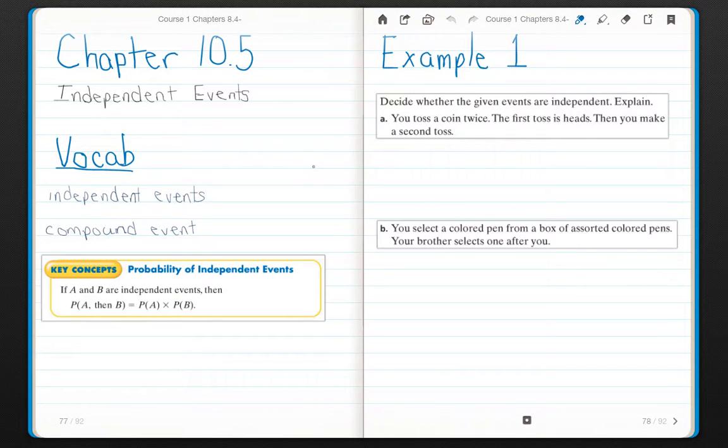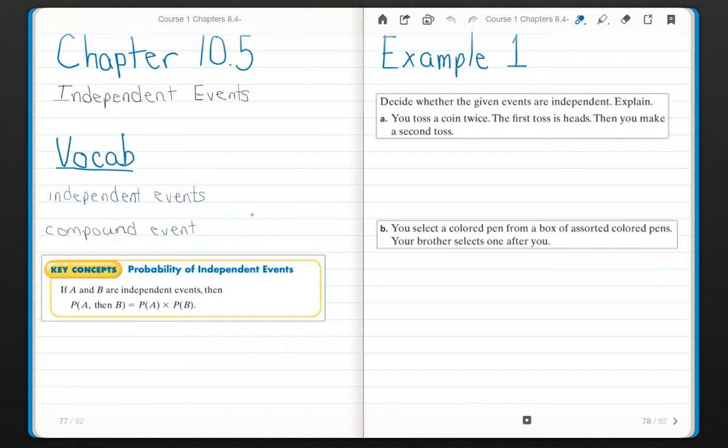Chapter 10.5, Independent Events. So the vocabulary for today are independent events and compound events, or a compound event. An independent event is when two things happen, but they have nothing to do with each other.